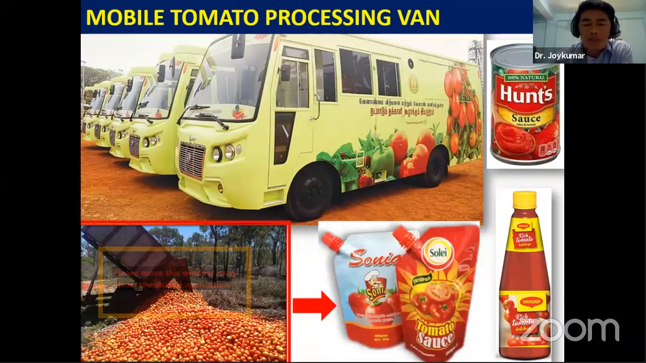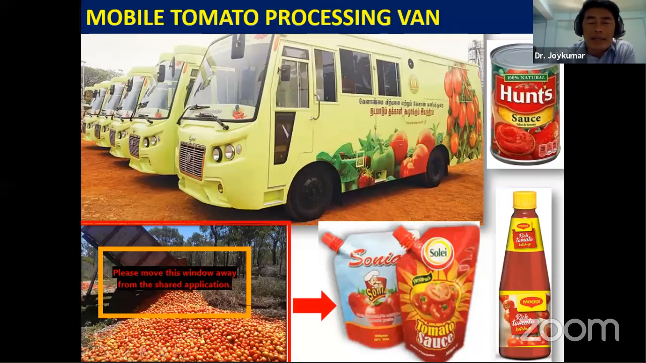As I said in the beginning, a lot of tomatoes were wasted because there were no buyers, and farmers didn't know how to do the processing. Now, if such facilities are available at the government level or through some NGOs, they can go directly to the farmer's field, do the processing, and convert it so it can be kept for a longer period. So this is one issue where entrepreneurs are really required.